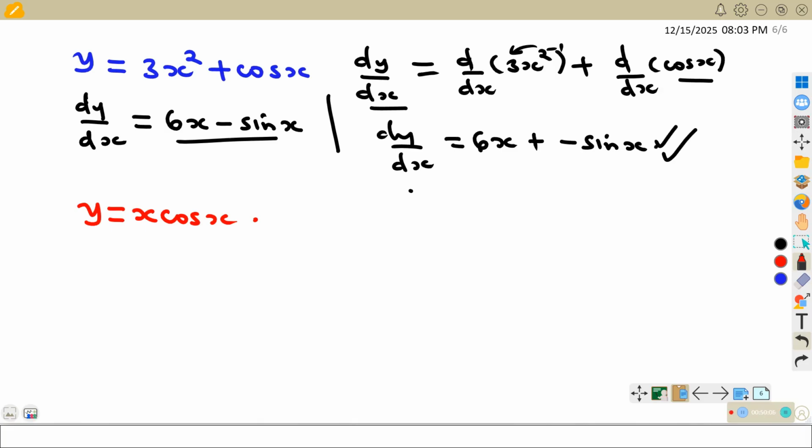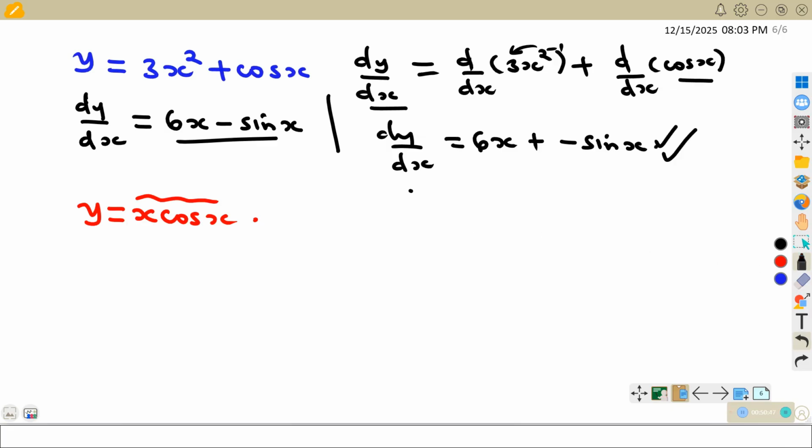Can we talk about this before we look at the differentiation of another? Which rule do you use here? If you have y equals x times cos of x, which rule do you apply? The product rule. We apply the product rule, isn't it? Okay. So you should be able to apply the product rule here.